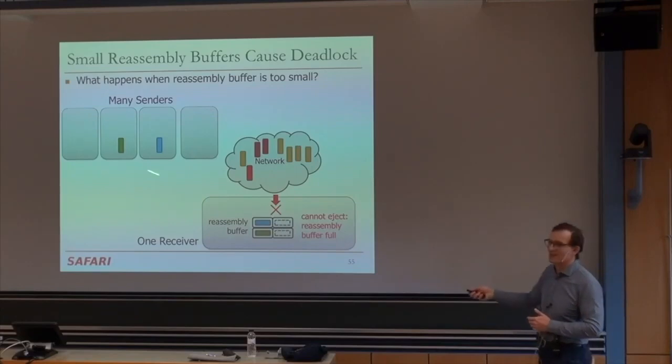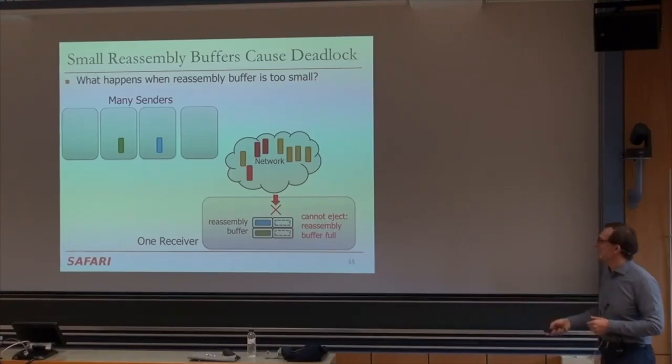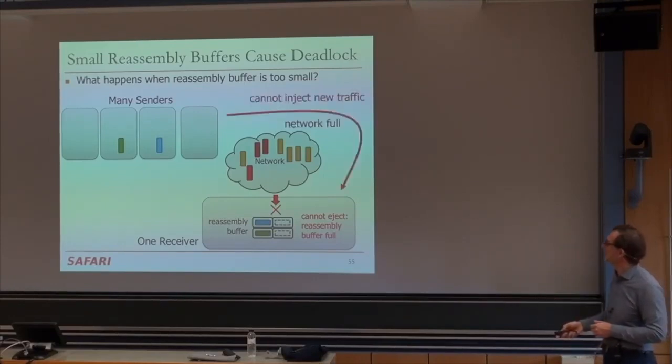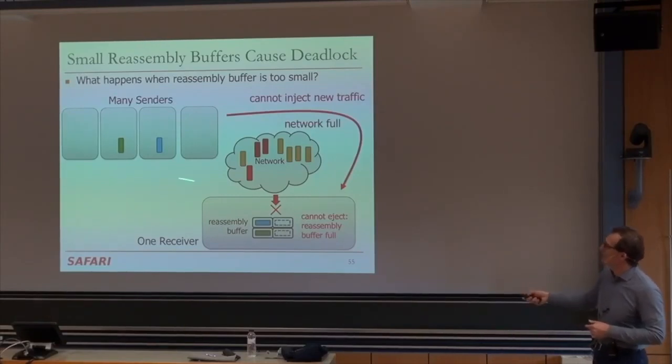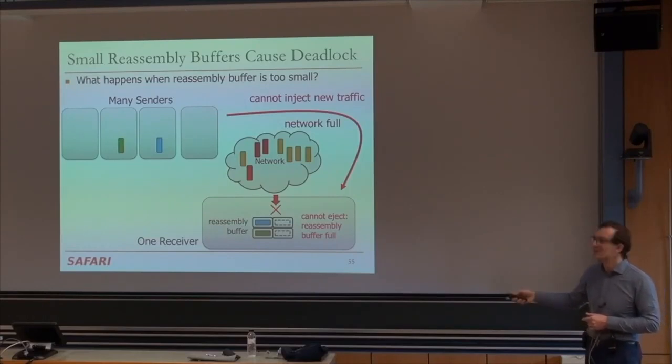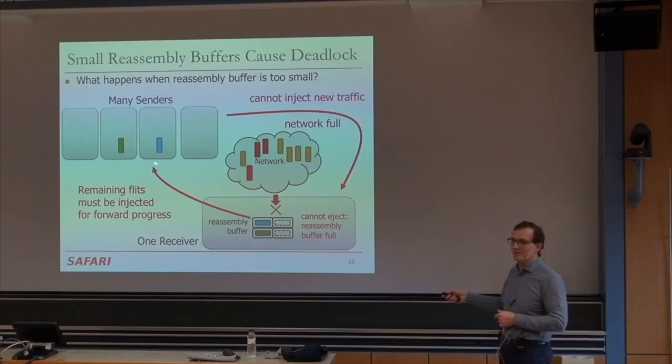Now, things start getting injected into the network. Many senders are injecting stuff, and it turns out none of them can get ejected because they're destined to here. At some point, the network becomes full. The senders cannot inject, and this cannot eject because it's waiting for the blue one and the green one, and they have not been injected yet. As a result, you have a deadlock.